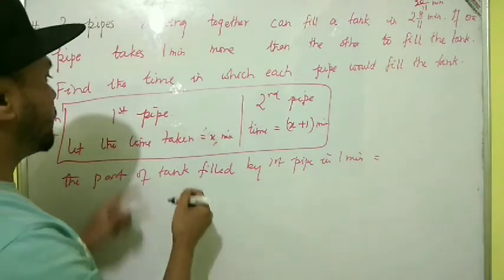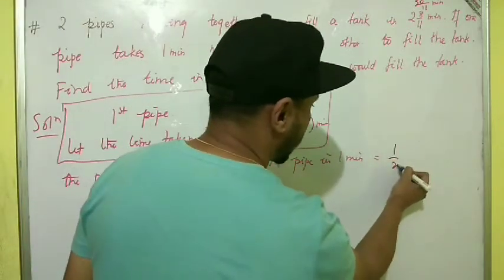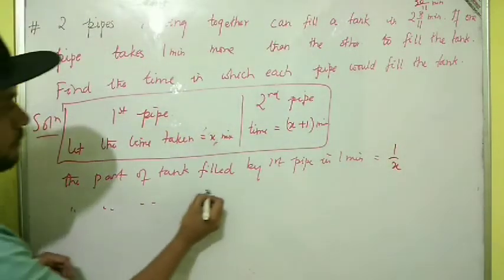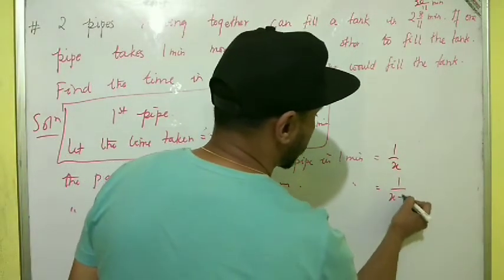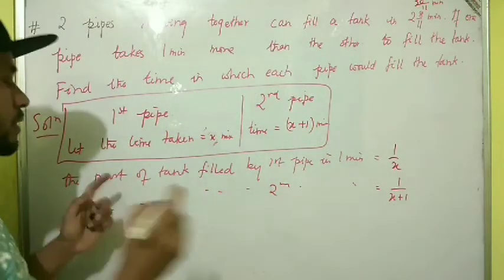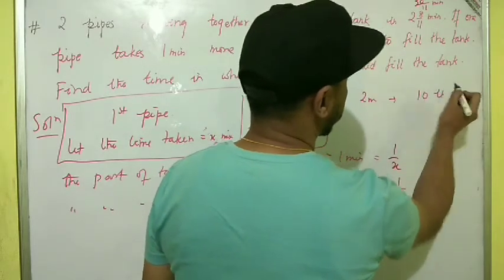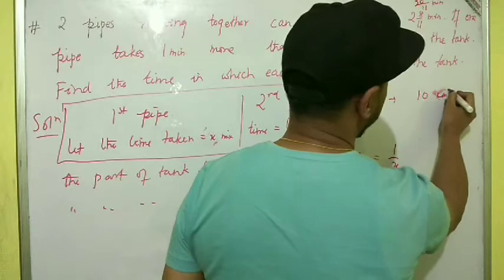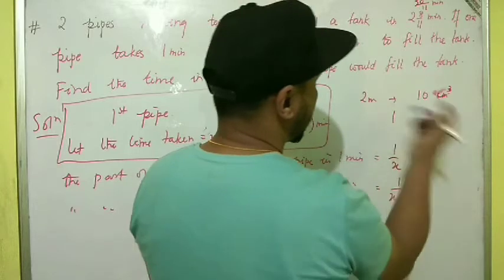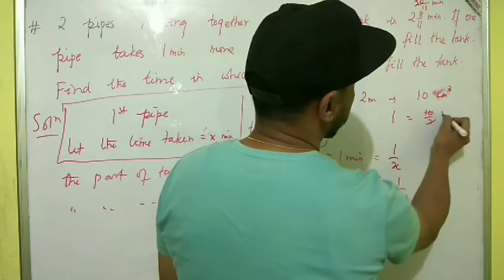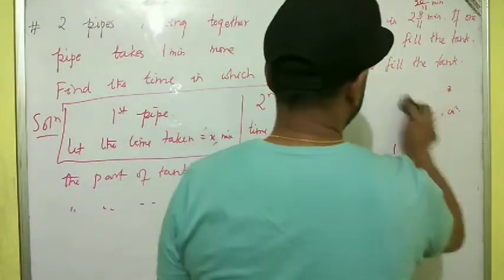Now the first pipe takes x minutes, so the part filled in 1 minute will be 1 by x. Now the part of the tank filled by the second pipe in 1 minute will be 1 by x plus 1. For example, if in 2 minutes 10 cubic centimeters of the tank is filled, then in 1 minute how much will be filled? 10 by 2, which is 5 cubic centimeters. So this is what we are taking.